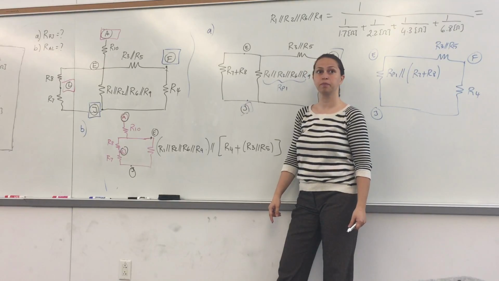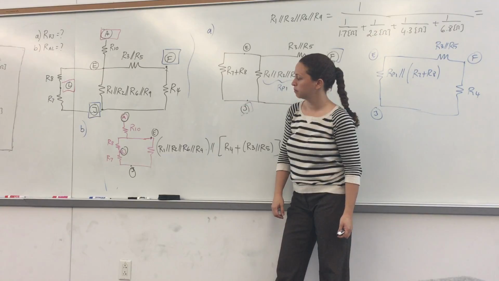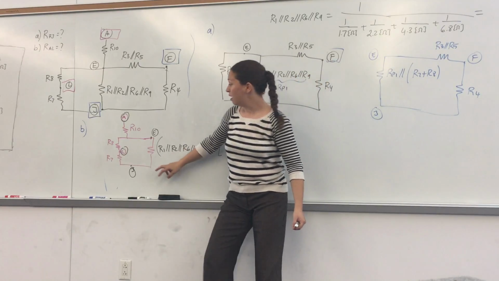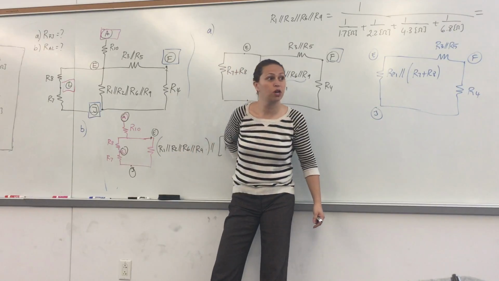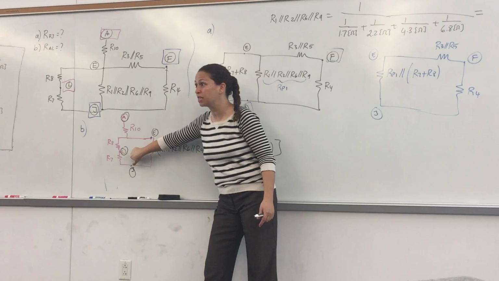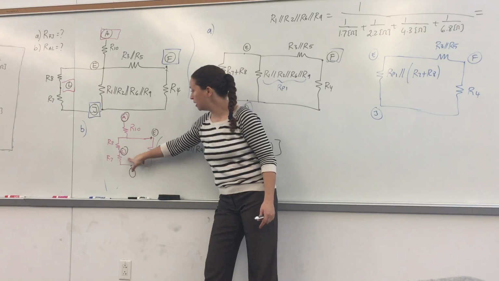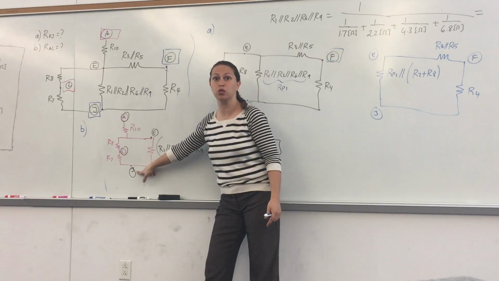Now, R7 is in series with all of that. Okay, now R7 is in series with R8. R7 is also in series with this whole junk, right? Now, I don't want to combine 7 and 8 in series because then I lose L. But I'm okay to combine 7 with this because I'm going to lose J only, which is okay.